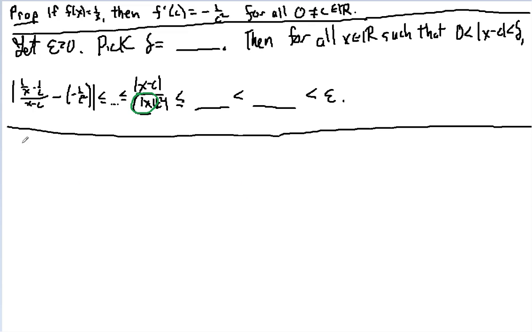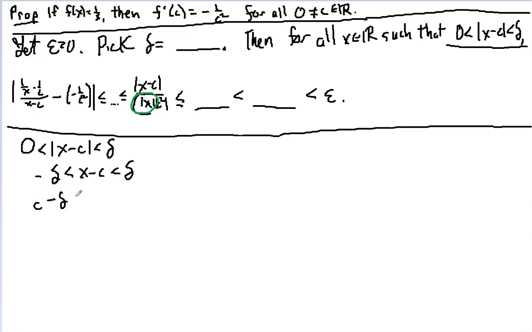Okay, so here's what we're going to do. Over here, I know that I get to pick delta. I haven't picked it yet, such that |x minus c| is less than delta, where delta is positive. Well, what does that mean? If you unravel this, this means that negative delta is less than x minus c, which is less than delta. In other words, x is between c minus delta and c plus delta.